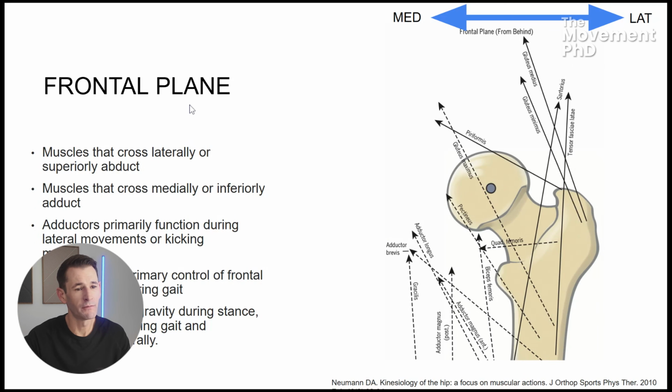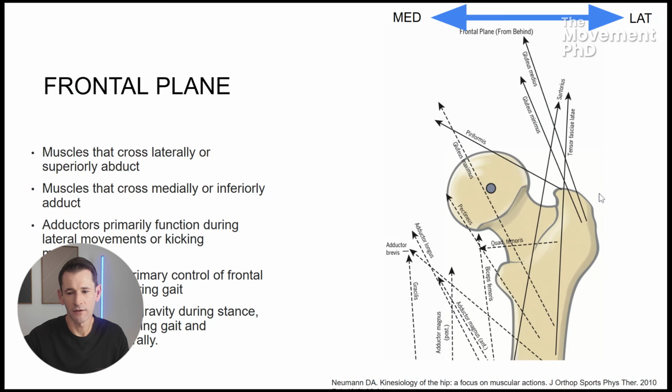The next plane of motion here is our frontal plane. So remember, our frontal plane divides our body into a front and a back half, and we have an AP axis for that frontal plane. Any muscle that crosses laterally or superior to that hip joint, those are going to be abductors. Any muscle that crosses inferior or medial to that hip joint, those are going to be adductors.